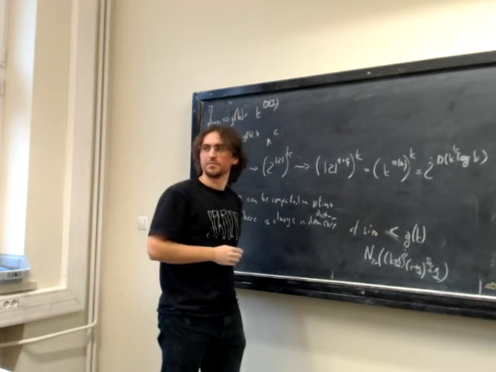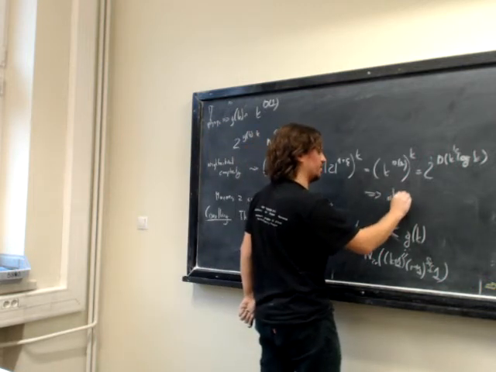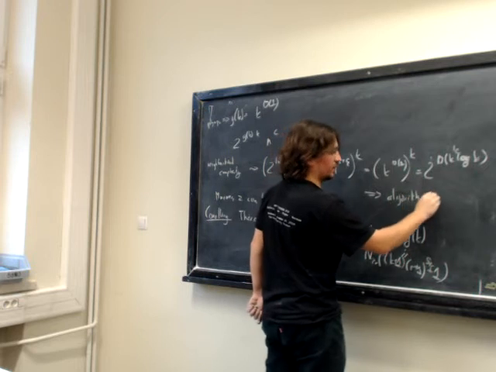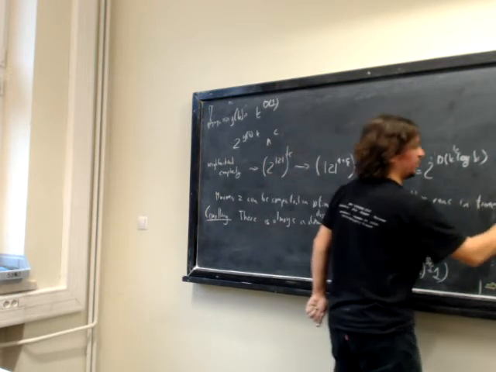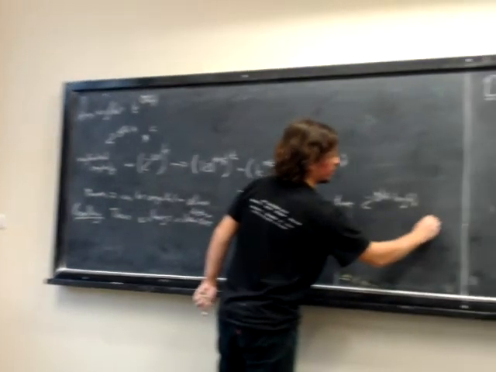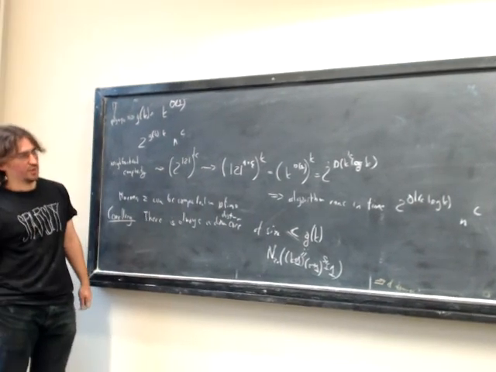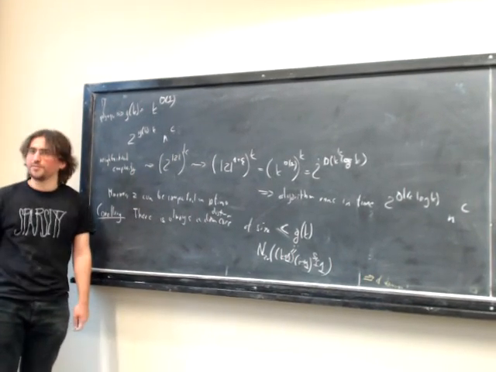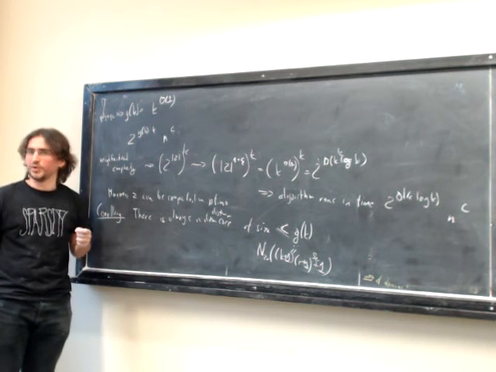Which means that the algorithm runs in time 2 to the order of k log k times polynomial in the input size. Which is, as far as parameterized algorithms go, not that bad a running time. Meaning I've seen much worse.